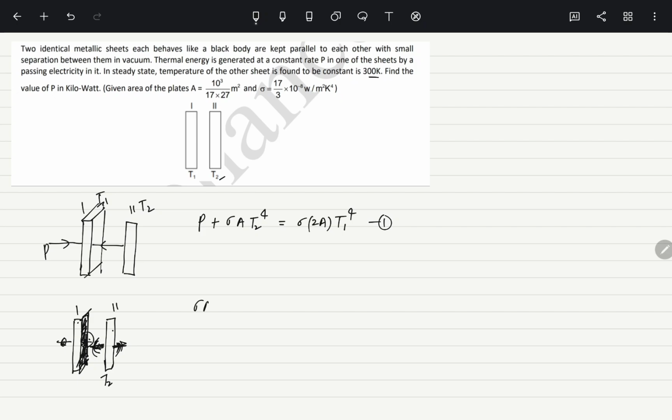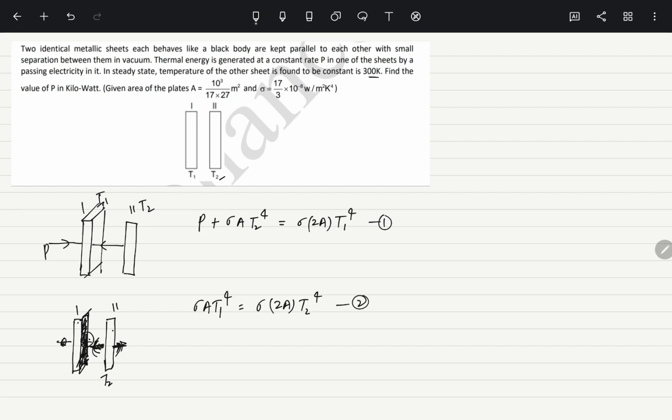So sigma A T1 to power 4 will be equal to sigma 2A T2 to the power 4, because the second one will release heat in both the directions from both the surfaces. Understood here? So that is the rate of heat exchange basically. So that is our second equation.